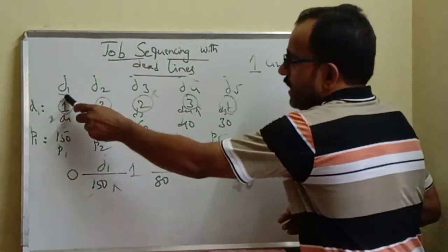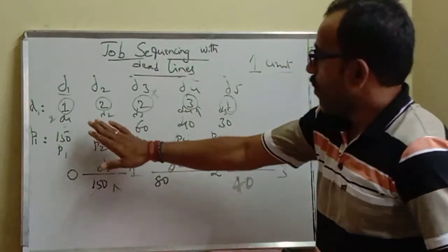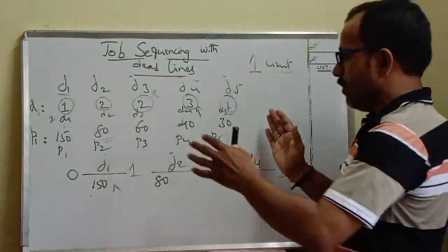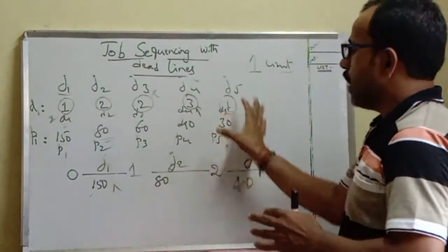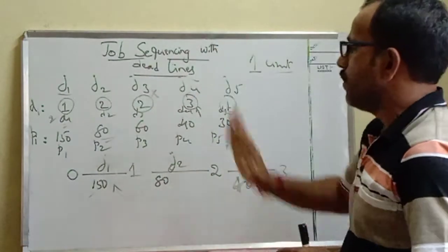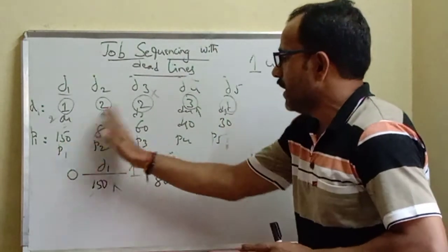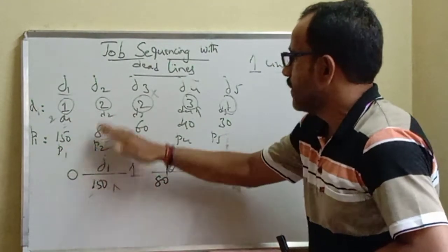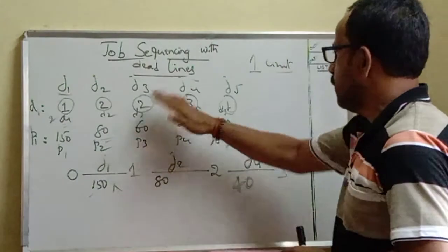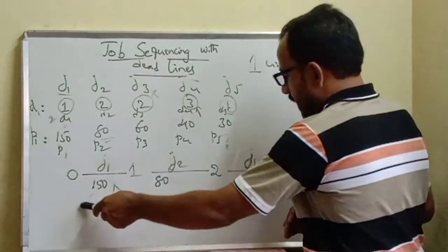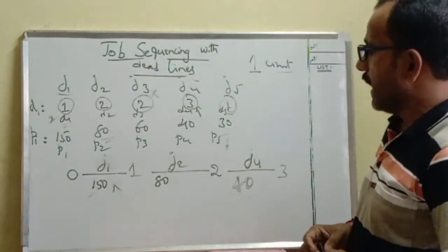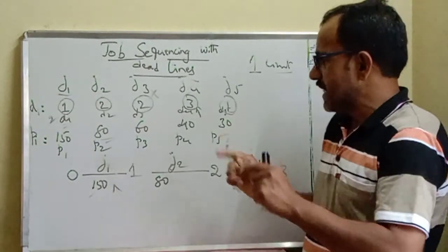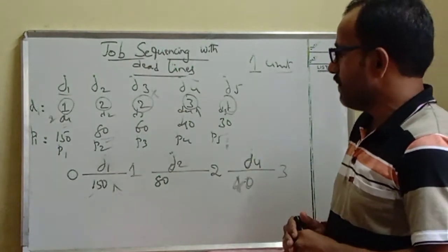J1, J2, J3, J4, J5 are the jobs, and 1, 2, 2, 3, 1 are the deadlines, and 150, 80, 60, 40, 30 are the profits. The original order may be different, but I changed all the jobs into profit decreasing order, and I also arranged the respective profits and deadlines here. In this way I can execute the jobs according to the greedy method for job sequencing with deadlines. Now I am going to show one table for showing the answer for this particular problem.